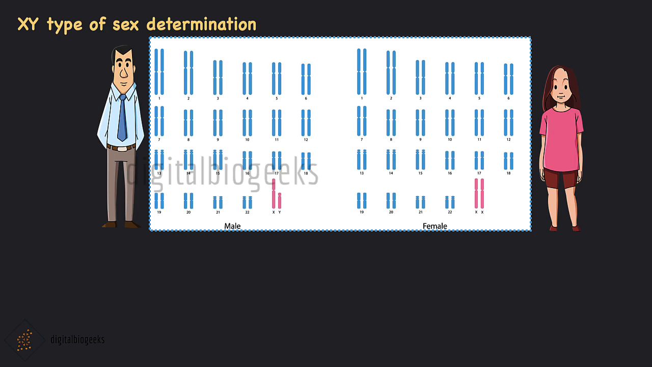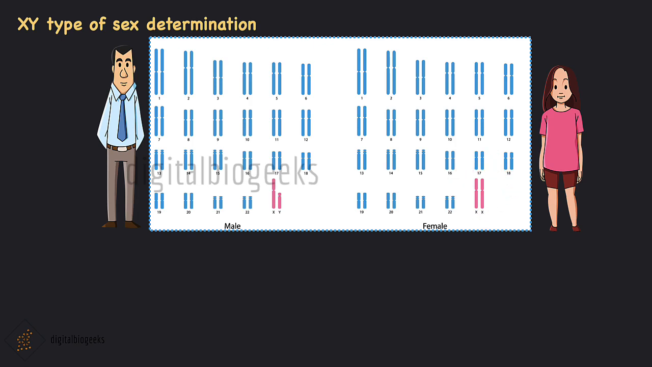Now let's understand the XY type of sex determination. This is found in a number of other insects like Drosophila melanogaster and mammals including humans. We know that there are 23 pairs of chromosomes in humans, 22 pairs of autosomes and 1 pair of sex chromosomes. In males, there is 1 X chromosome and 1 Y chromosome. This Y chromosome is distinctively smaller when compared to the X chromosome. In females, there are 2 X chromosomes.